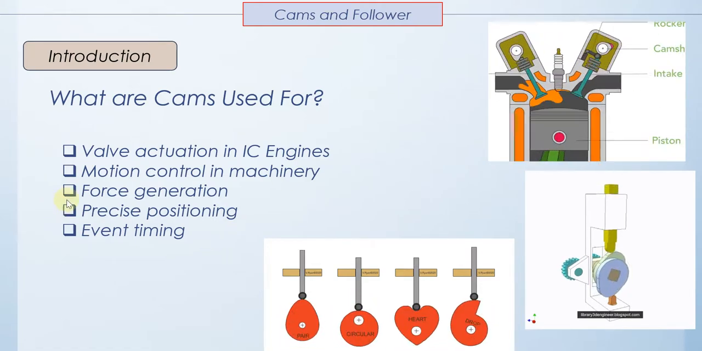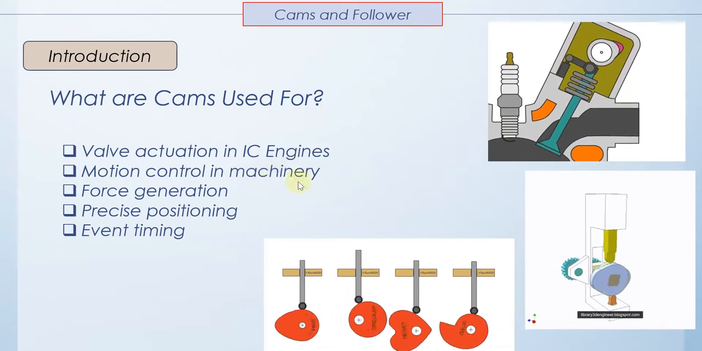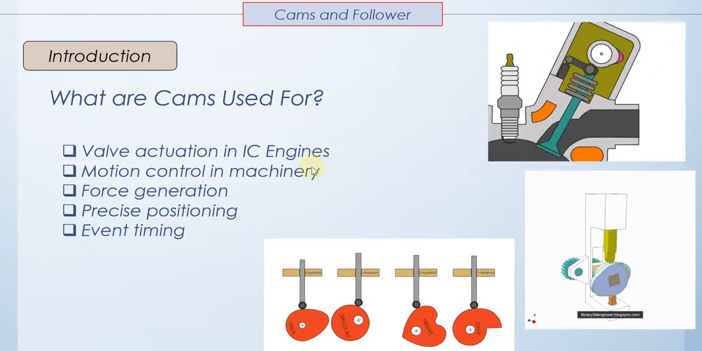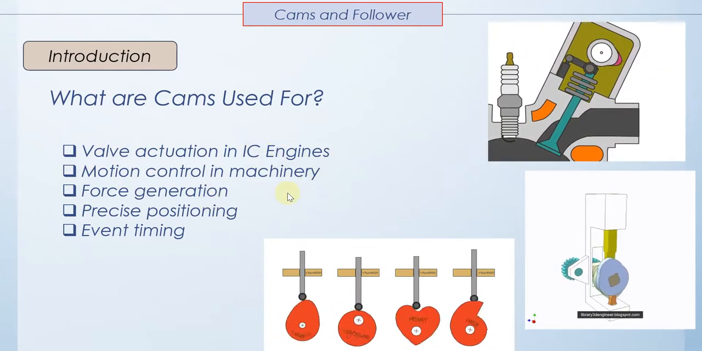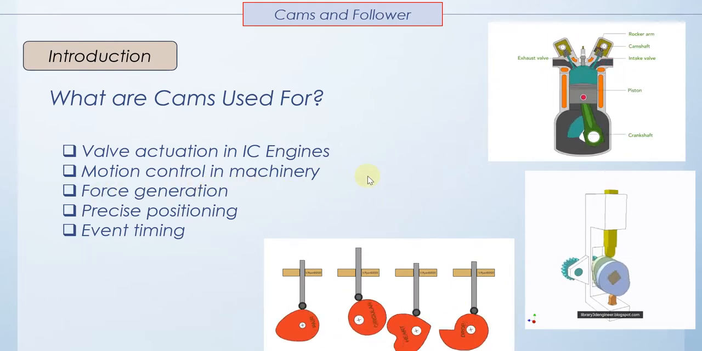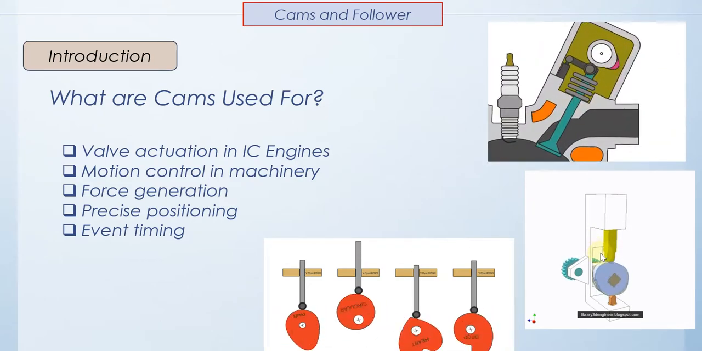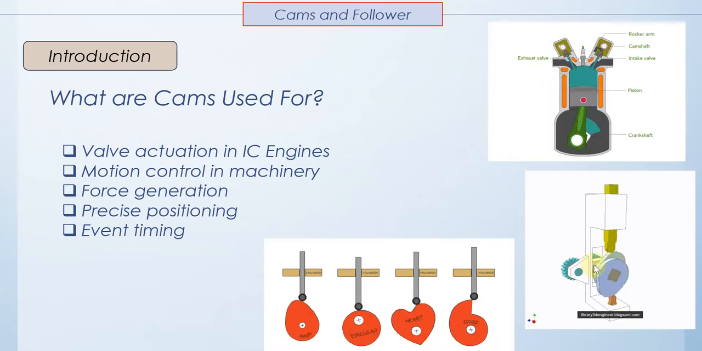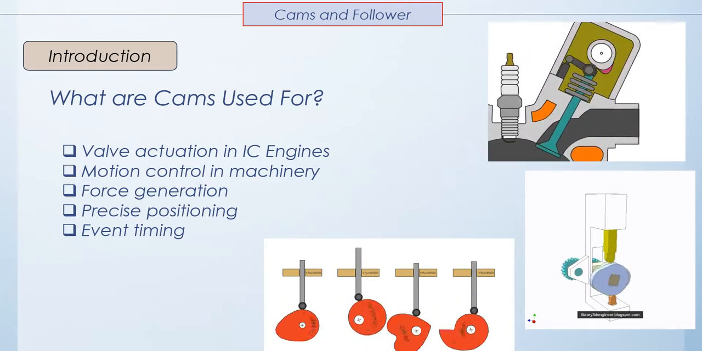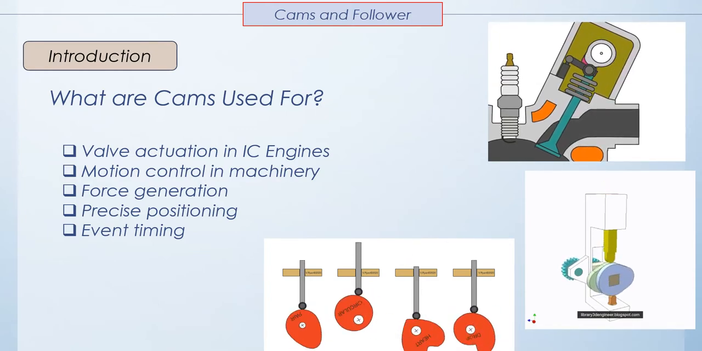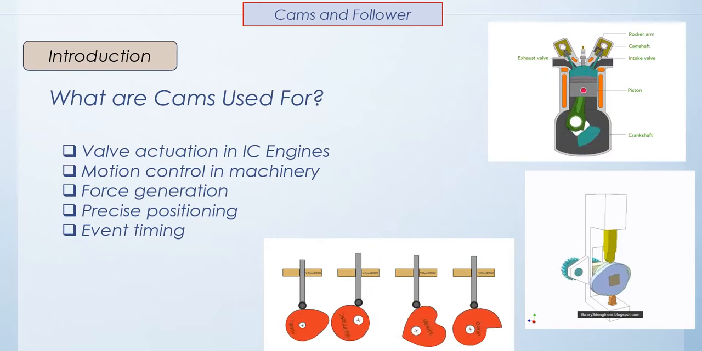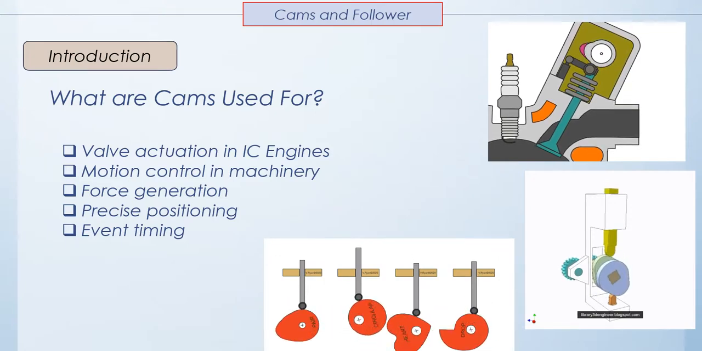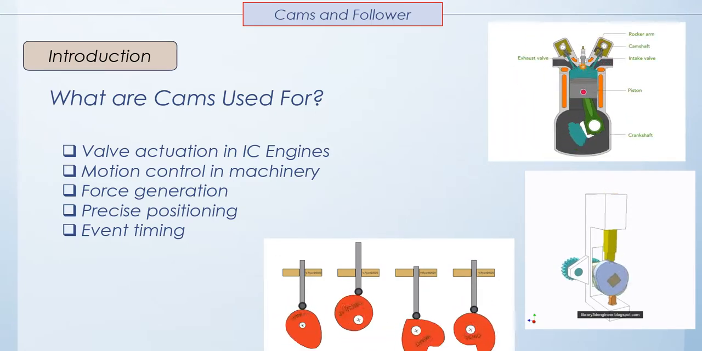and then the second one is motion control in machinery. Of course, this is a very common application that we can study or discuss together, which is motion control in machinery. So if you look at the figure over here, this is one example of motion control machinery, where we mainly use this kind of cam so that we have some particular purpose and can solve any problem.